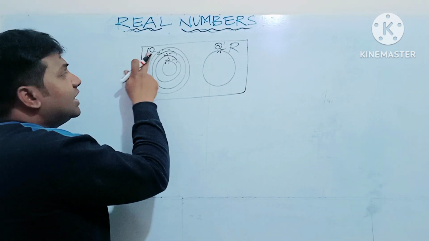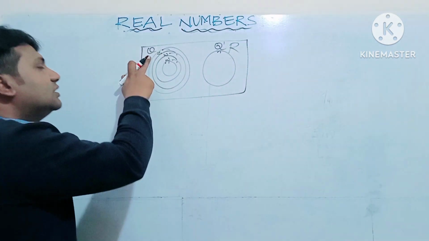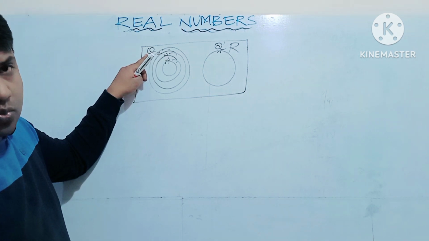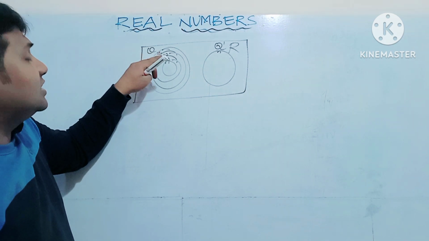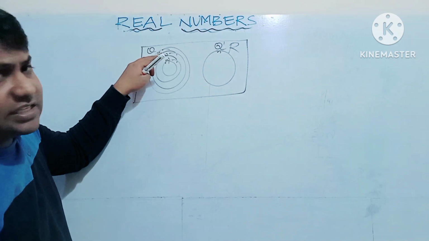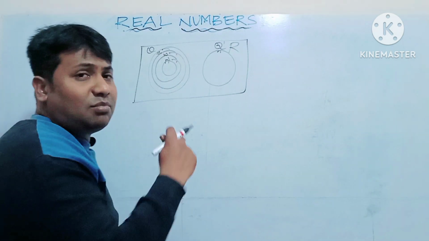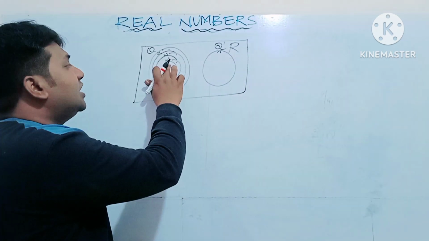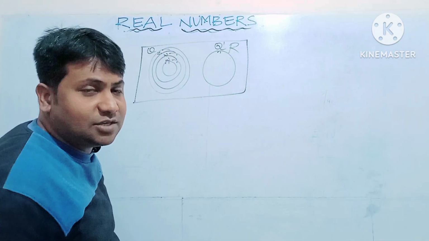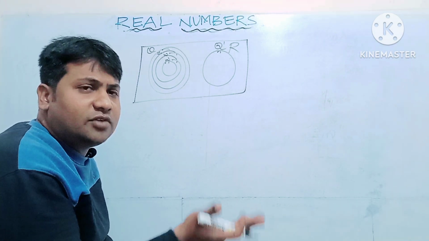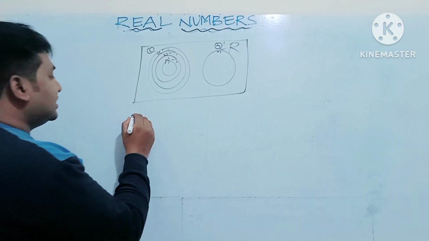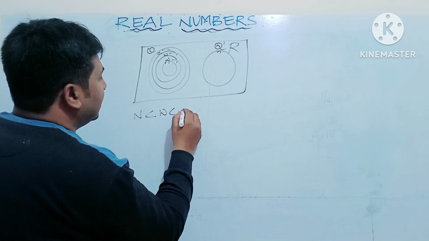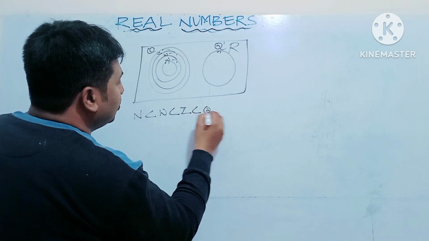Then again the integers are a subset. Subset means the elements of Z can be found in Q, and the whole numbers are a subset of integers. It means whole number elements are found in integers. And natural numbers are a subset of whole numbers. It means all the elements of natural numbers are found in whole numbers. So I can write N is a subset of W is a subset of Z is a subset of Q.